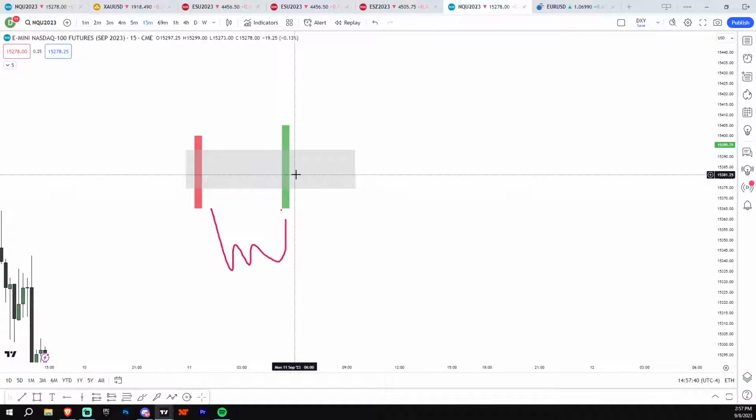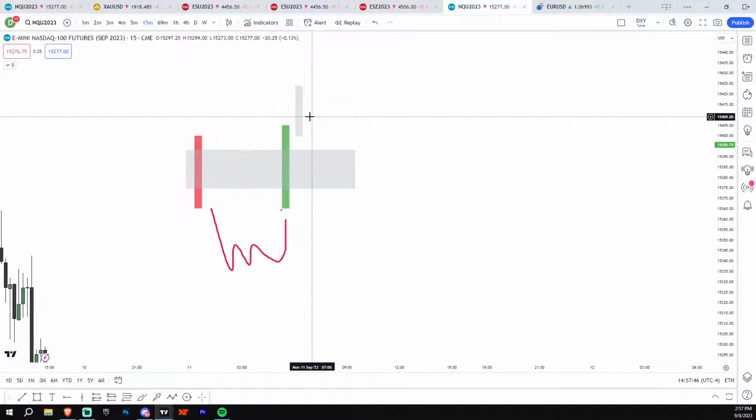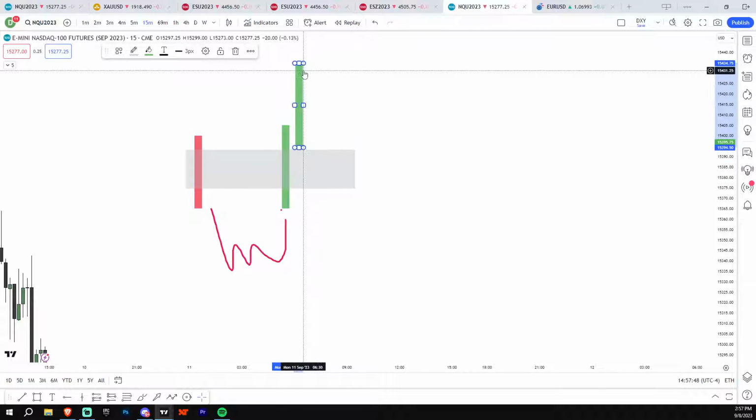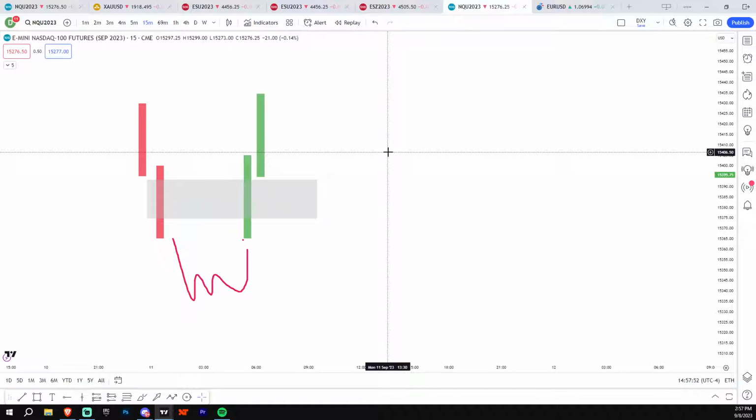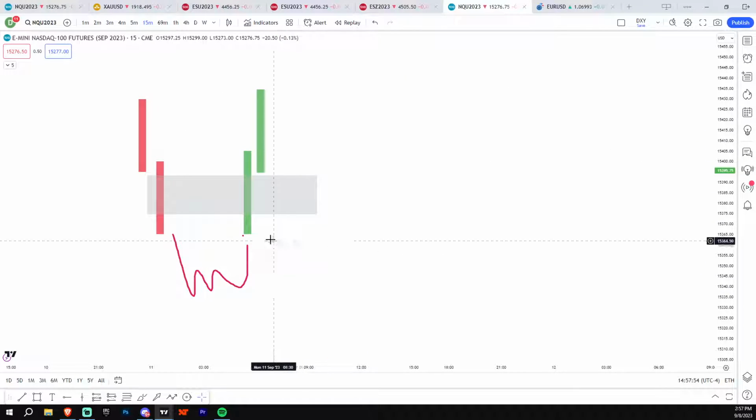So this would be a BPR. Okay, let's say the next candle goes like this. Okay, this is a BPR. Just duplicate this. So BPR right here.